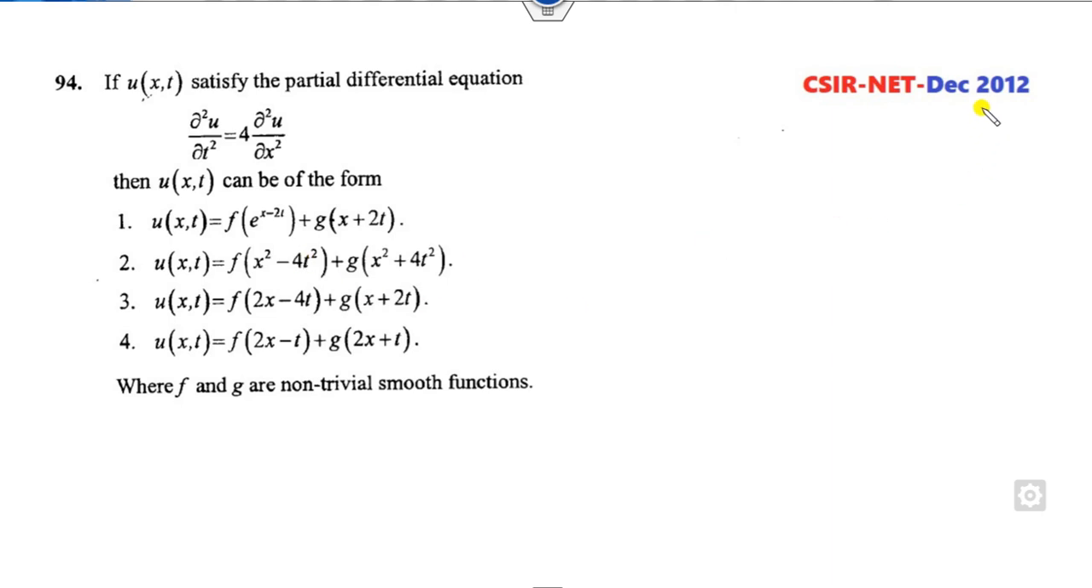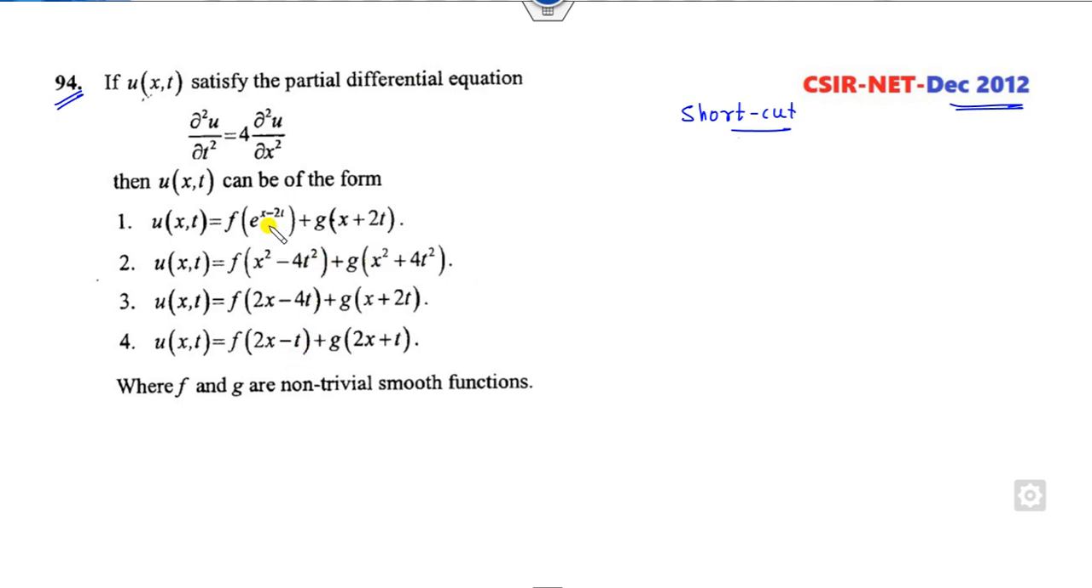The first question is from 2012, part C, so you have more than one correct option. What is the shortcut trick for it? One method is to solve the equation in the usual way, but I will tell you a very simple shortcut trick.